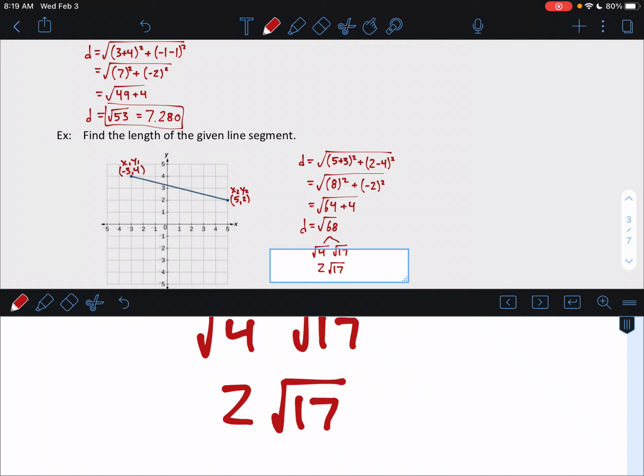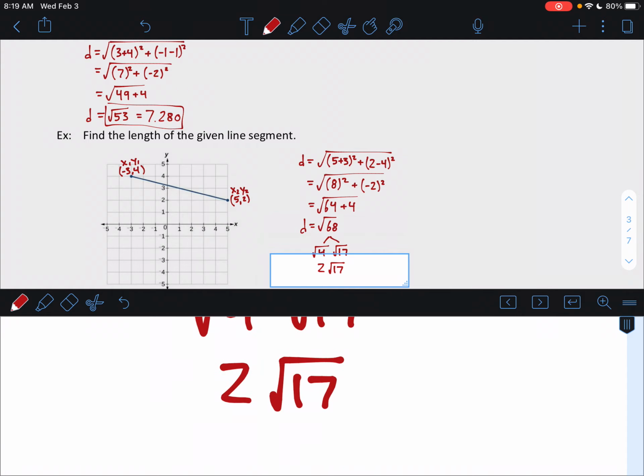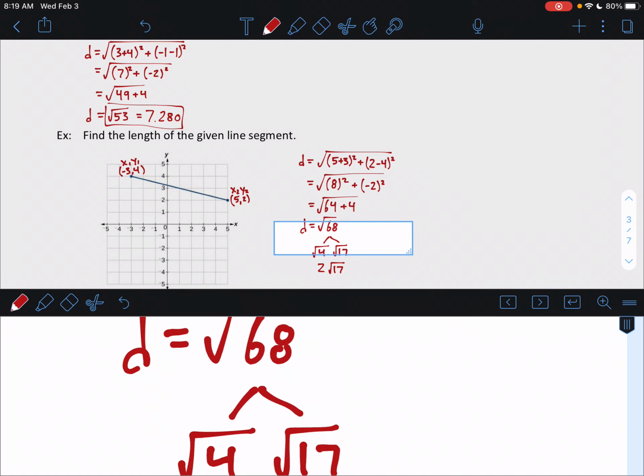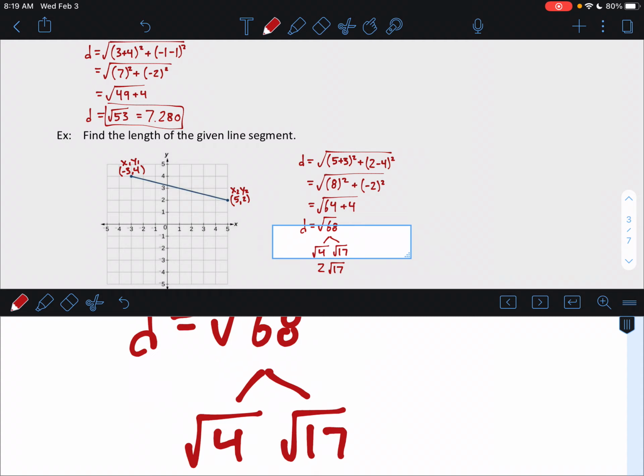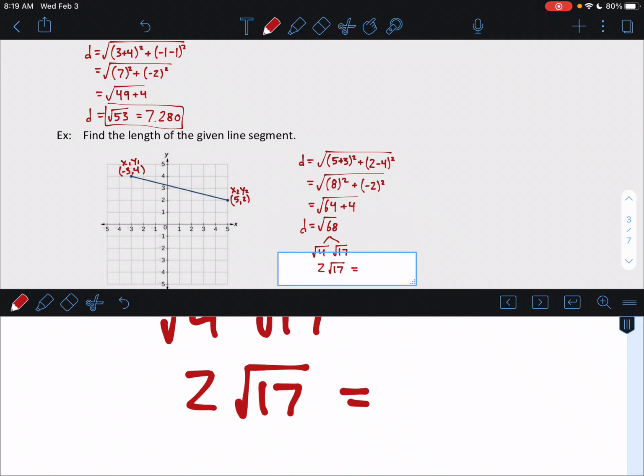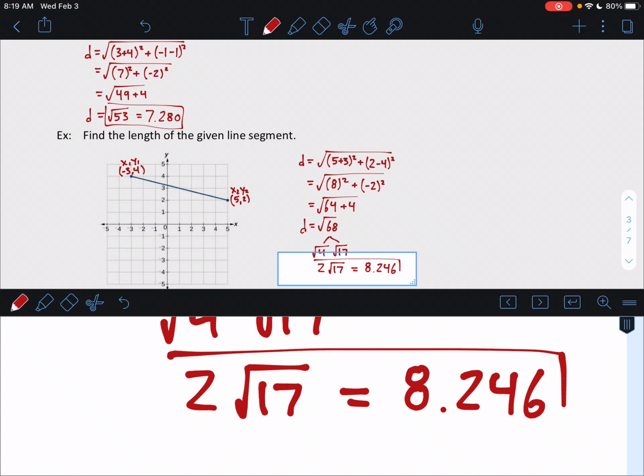So on today's assignment, there are going to be a couple problems that you might encounter that look like this. And if it is a radical that can be split up, that can be simplified more, simplify it. If it's not, don't worry about it, just leave it as a radical. And some of the problems you'll see today will also say leave it as a decimal. But your answer would be 2 square roots of 17, which if you evaluate that in a calculator, is 8.246. So either of these answers would be acceptable.